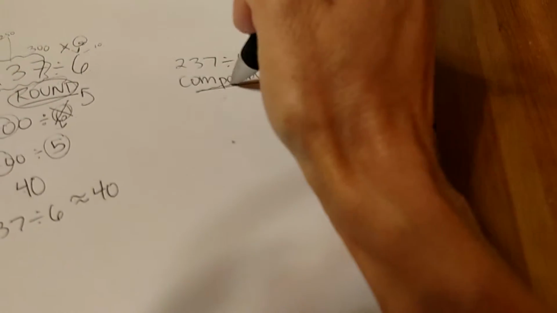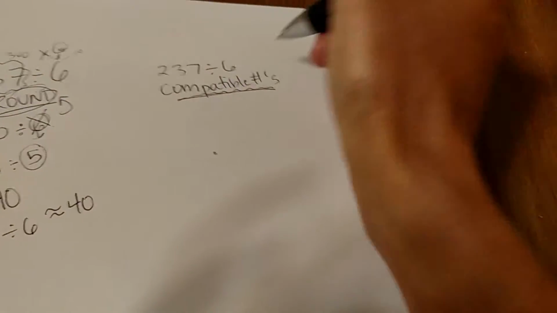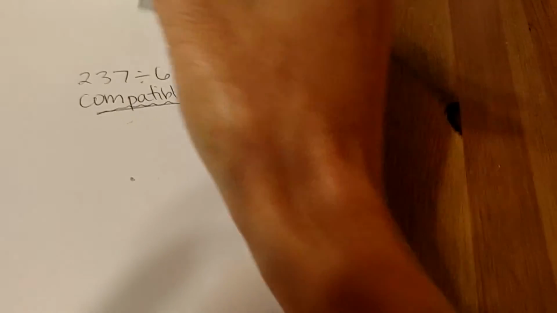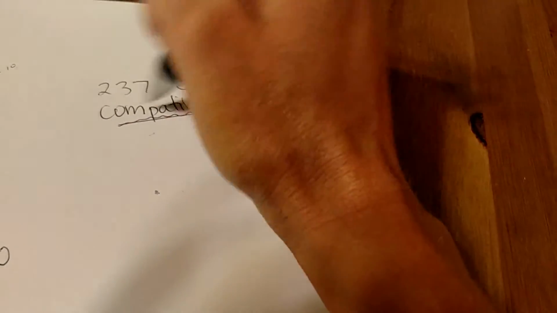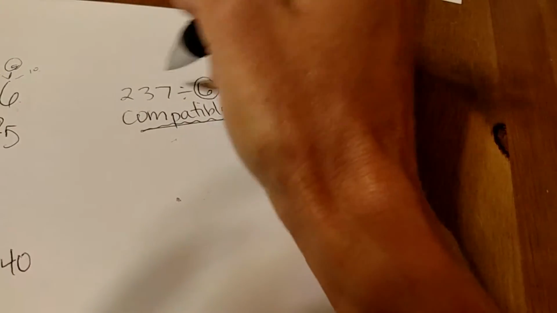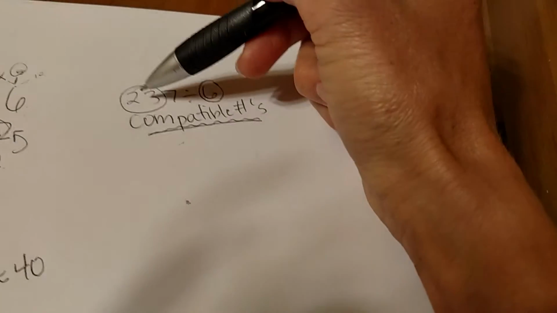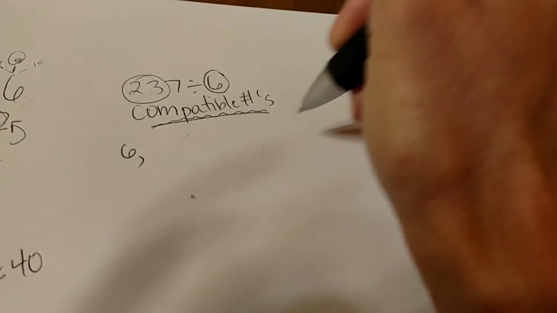Alright, let's go ahead and try to estimate it using compatible numbers. Alright, so 237 divided by 6. Right now, this is not friendly to me because I see a 6. I'm looking for multiples of 6 over here. And I see 23. And 23 is not a multiple of 6. And how do I know that? Because if I list the multiples of 6, so go ahead and start listing them out. Again, pause the video if you need to.